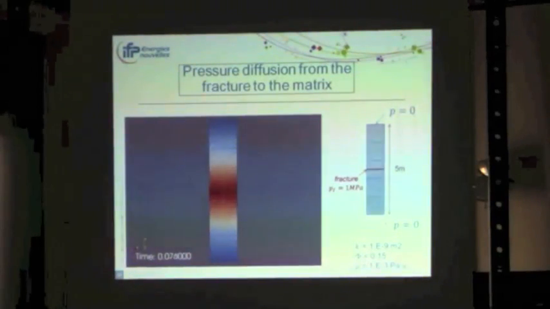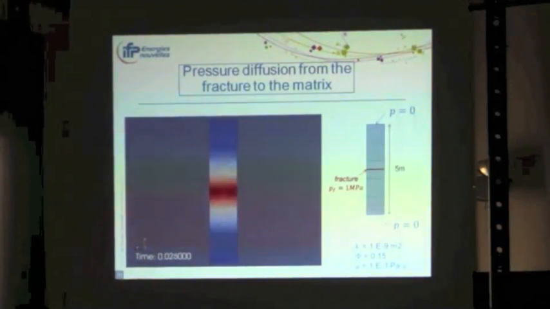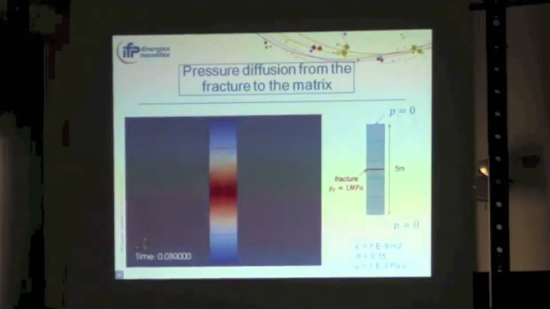So here is an example of a pressure diffusion from the fracture in the matrix. So the fracture is at the middle of the column. We impose fluid pressure in the fracture, and the pore pressure diffuses in the matrix.